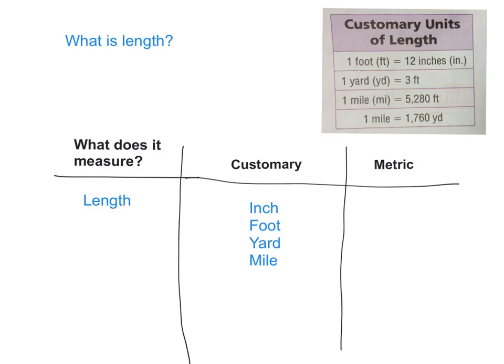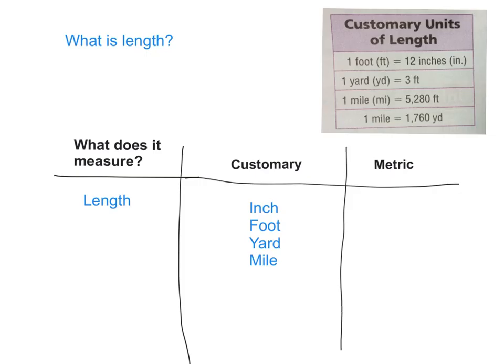Now let's contrast them. How are they different? How are they different? Harshita? Each one is a bit bigger than the other, so an inch is smaller than a foot. So they're all different sizes. An inch is smaller than a foot, which is smaller than a yard, which is smaller than a mile.